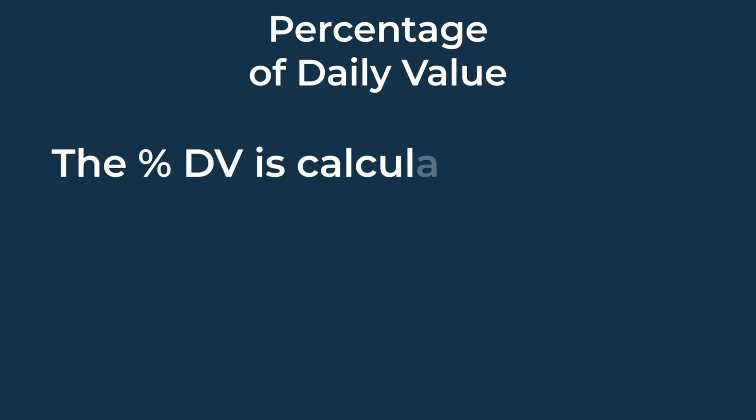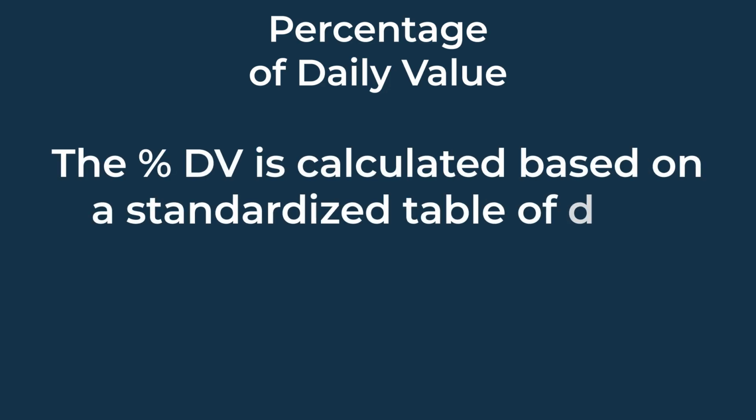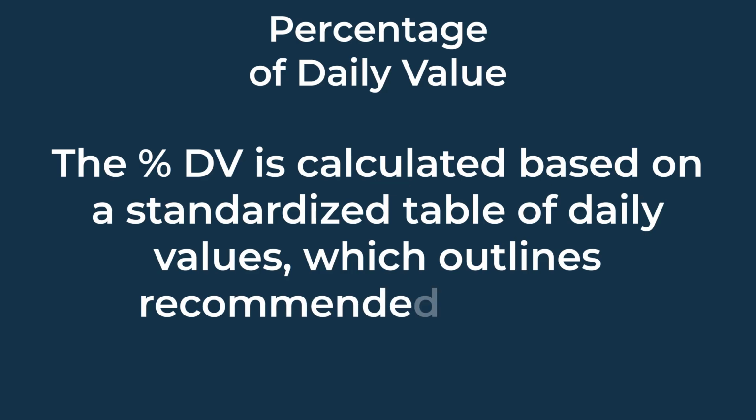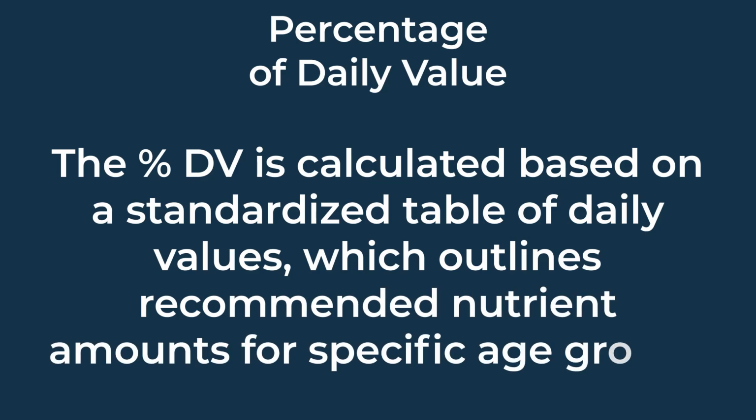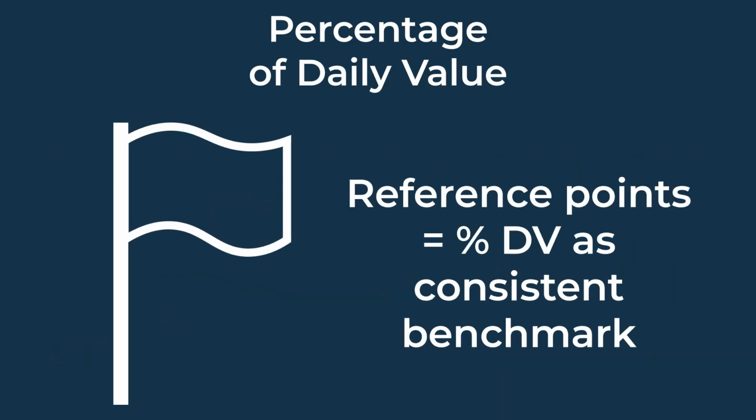The percent DV is calculated based on a standardized table of daily values, which outlines recommended nutrient amounts for specific age groups. These reference points allow the percent DV to serve as a consistent benchmark, making it easier to compare the nutrient content of different foods and make informed dietary decisions.